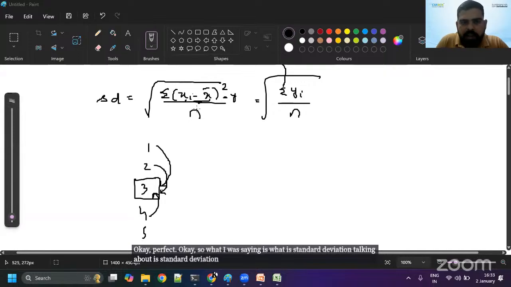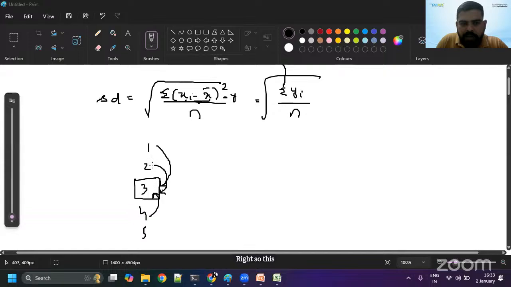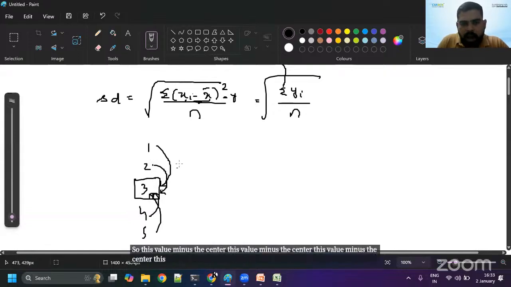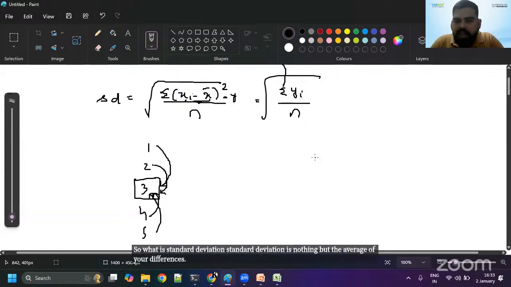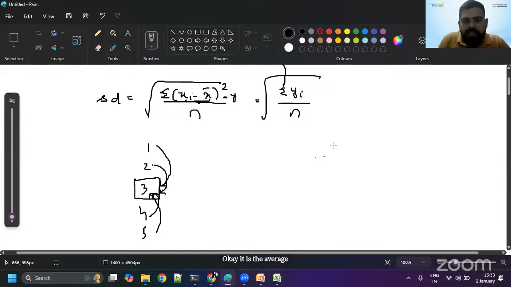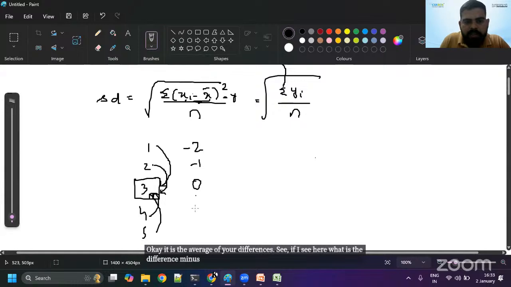So what I was saying is, standard deviation is nothing but taking the differences from the mean, right? So this value minus the center, this value minus the center, this value minus the center, and then you're taking the average of that. So what is standard deviation? Standard deviation is nothing but the average of your differences. If I see here, what is the difference? Minus 2, minus 1, 0, 1, 2.